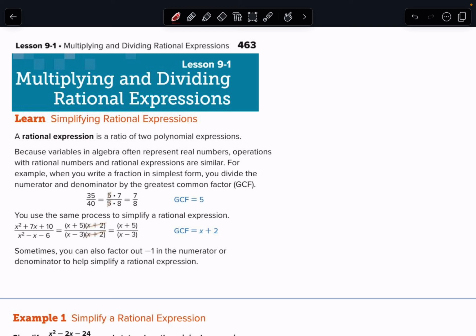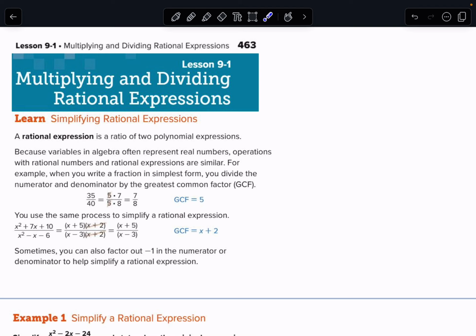Because variables in algebra often represent real numbers, operations with rational numbers and rational expressions are similar. For example, when you write a fraction in simplest form, you divide the numerator and the denominator by the greatest common factor, the GCF. So when we have something like 35 over 40, 35 can be rewritten as 5 times 7, and 40 can be written as 5 times 8. Anything divided by itself reduces to 1, and then 1 times anything is itself, so we reduce to 7/8.